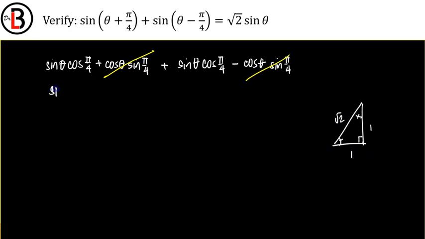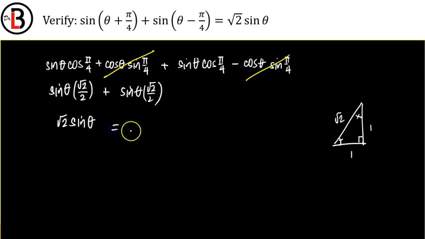So I can say that this is sine theta square root of 2 over 2 plus this one is sine theta, and then this is another square root of 2 over 2. So simply that's 2 times sine theta square root of 2 over 2, or square root of 2 sine of theta, which is the same as what you're trying to prove, that one.